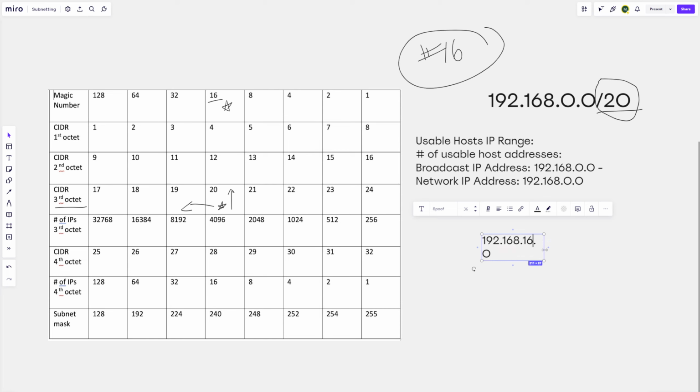And we're going to keep 0 as is. What this is resembling is the next network. We're currently working in 192.168.0.0/20, but this is the next network.